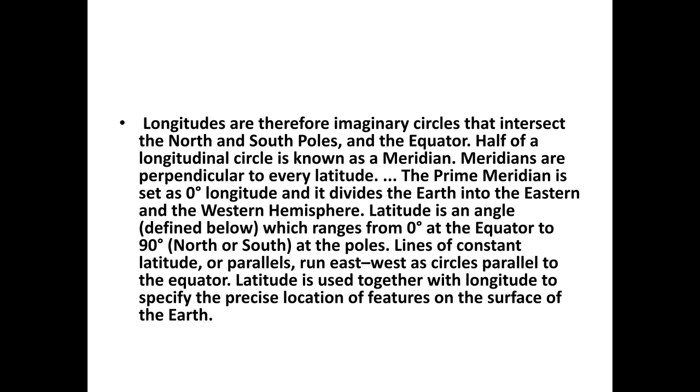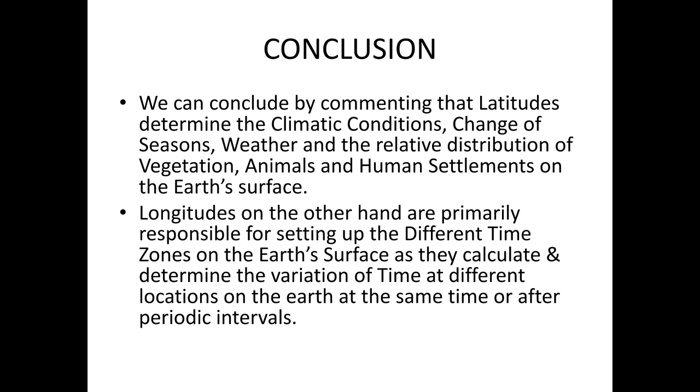Latitude is an angle which ranges from 0 degrees at the equator to 90 degrees at the poles, both the North Pole and South Pole respectively. Lines of constant latitude, or parallels, run east-west as circles parallel to the equator. Latitude is used together with longitude to specify the precise location of features on the surface of the earth.